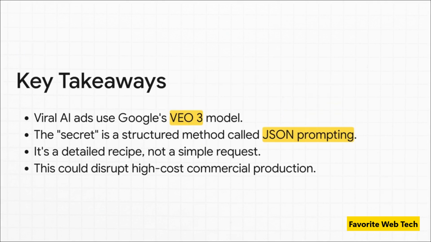That kind of raw excitement tells you just how much of a game changer this really is. So let's tie this all together. Those viral ads you're seeing everywhere, they're using models like Google's VEO3. The secret sauce isn't magic, it's a structured method called JSON prompting. It's like giving the AI a super detailed recipe instead of a vague suggestion. And the big picture? This tech is so powerful, it could totally upend the world of high-cost commercial production.